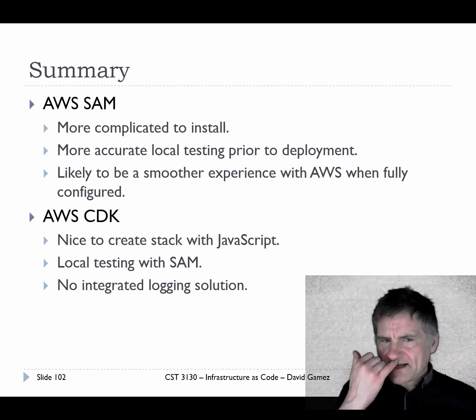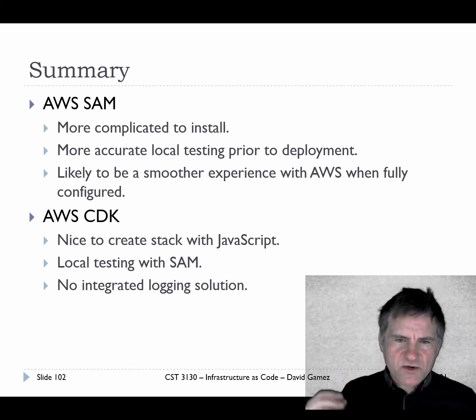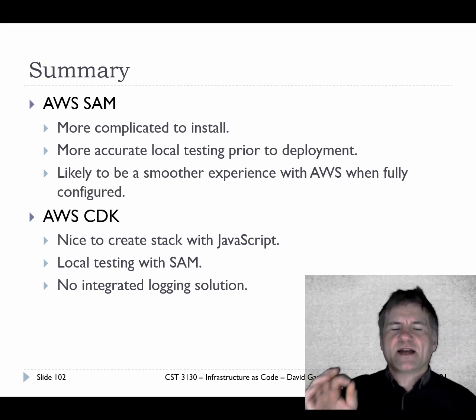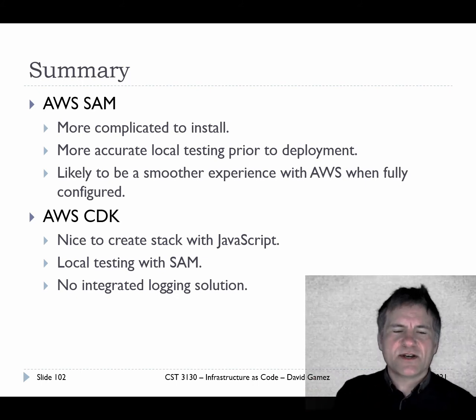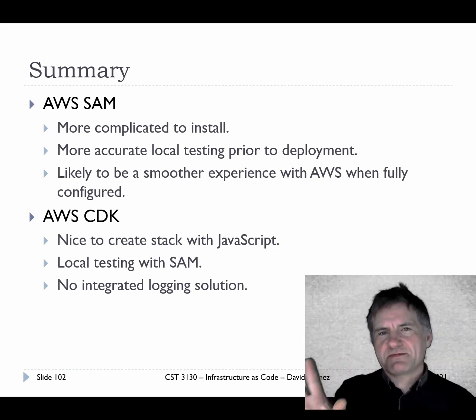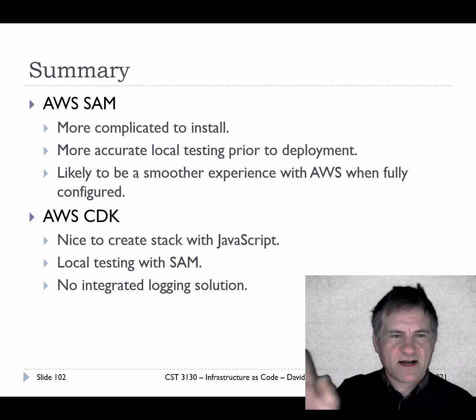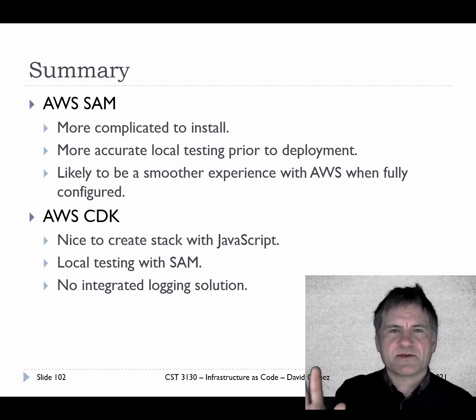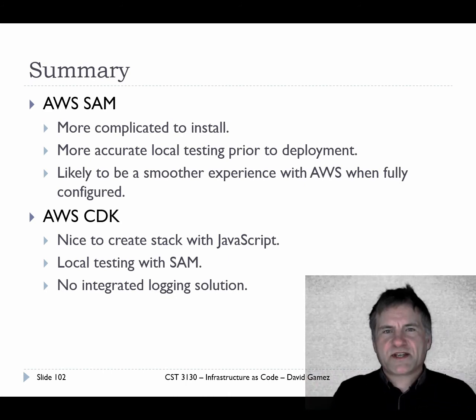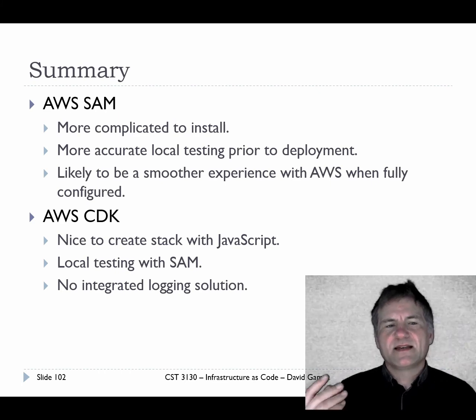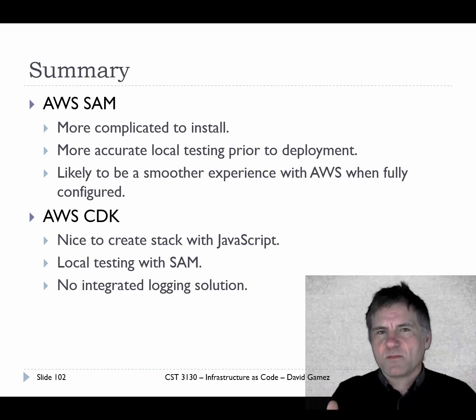Then we got the AWS SAM. It's a bit more complicated to install, but it probably gives you better, more accurate local testing prior to deployment because you're working with a copy of your cloud on your local machine. So if I was a professional AWS developer, I'd certainly get AWS SAM installed. At the moment, I'm just dipping into it for illustrative purposes. But if I was spending my life working with AWS, I'd almost certainly work with the AWS SAM.